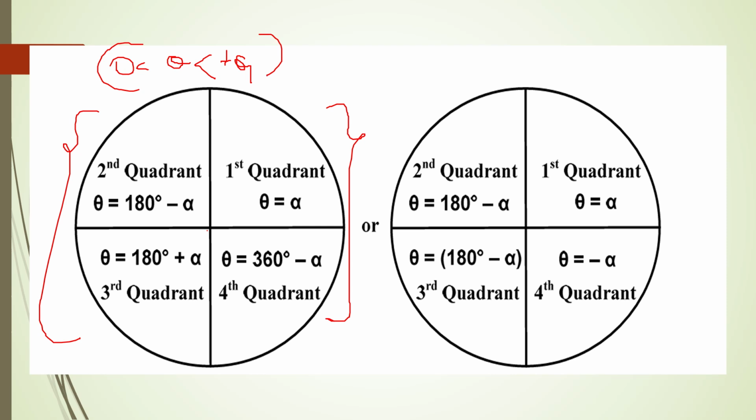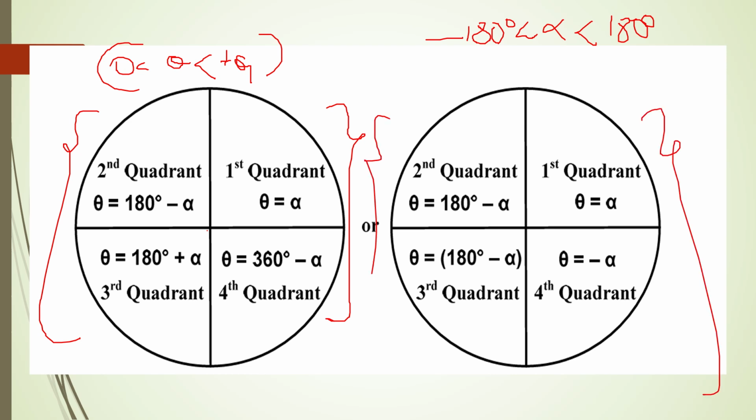But if you're dealing with a negative range, which is going to be ranging from negative 180 degrees to 180 degrees, you need to use this interpretation. So for this interpretation, the first part is going to be the same.